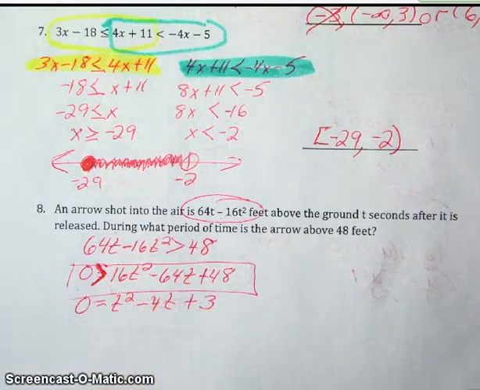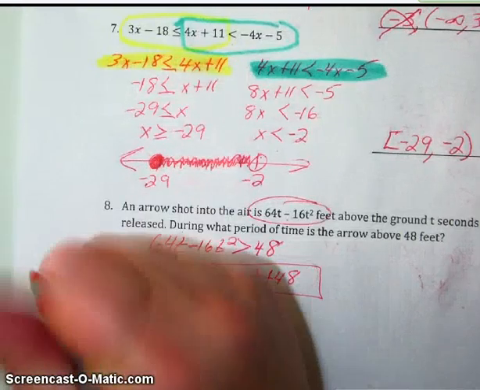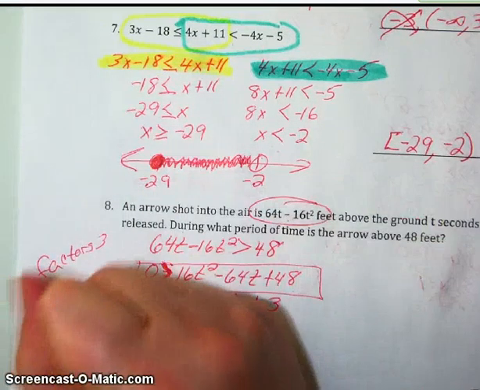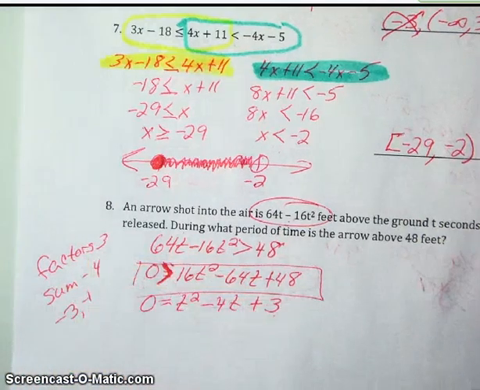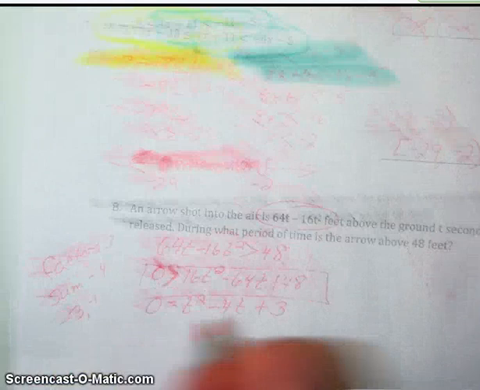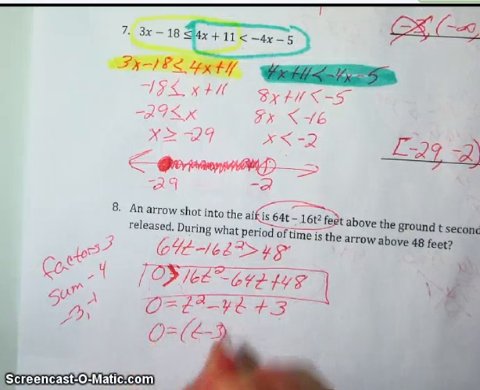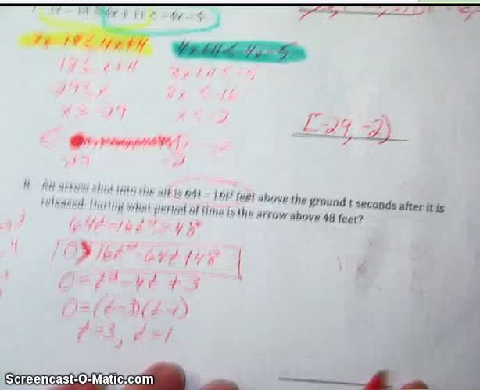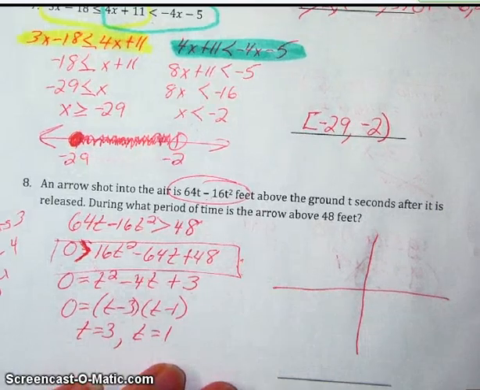Okay, and then I'm going to factor this. I'm going to look for factors of 3 whose sum is negative 4: negative 3 and negative 1. Okay. So I have 0 equals t minus 3 times t minus 1. So my roots are at positive 3 and positive 1. Okay, so let's graph that. Again, what I'm graphing is this inequality that I put in the box.